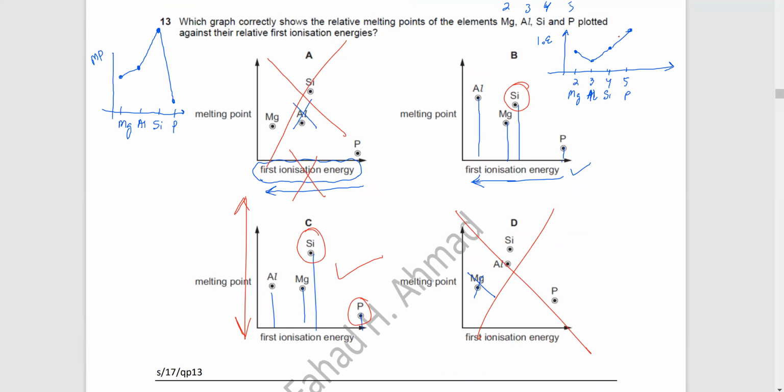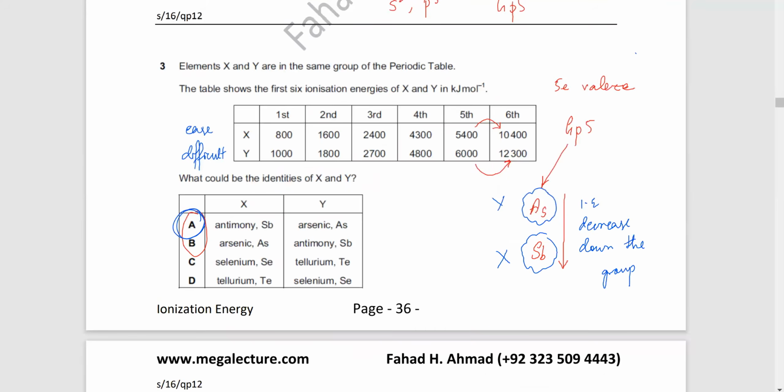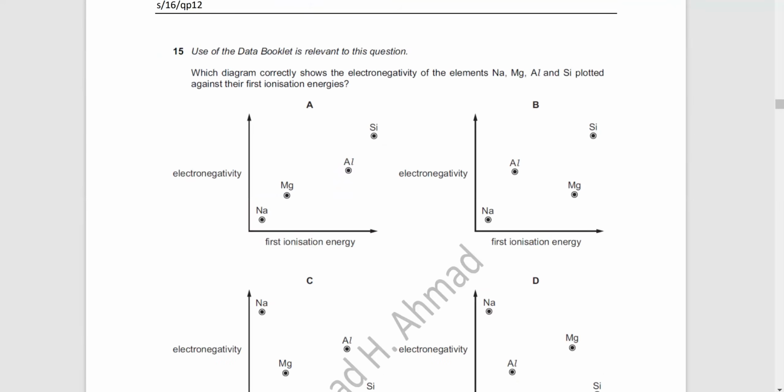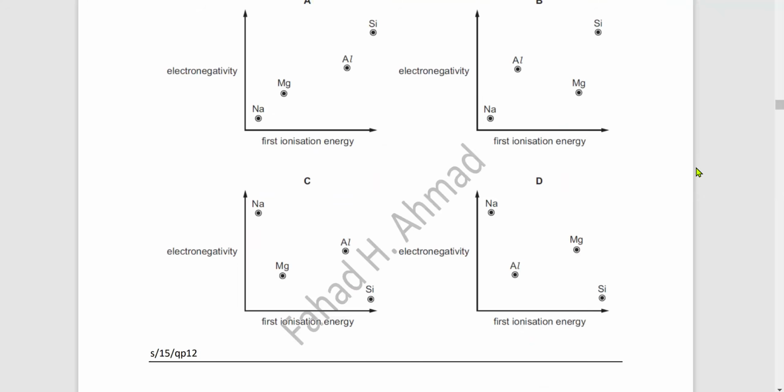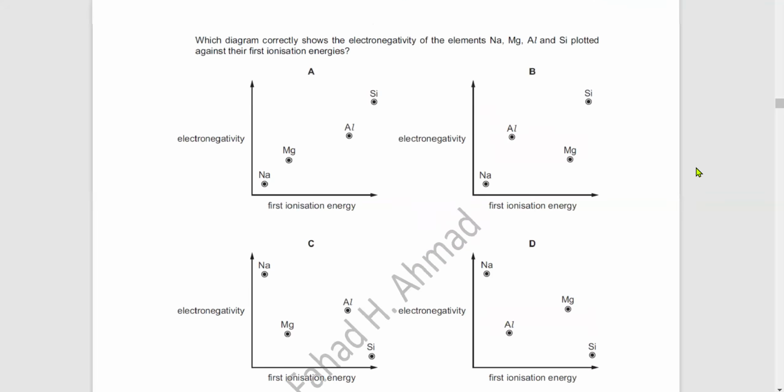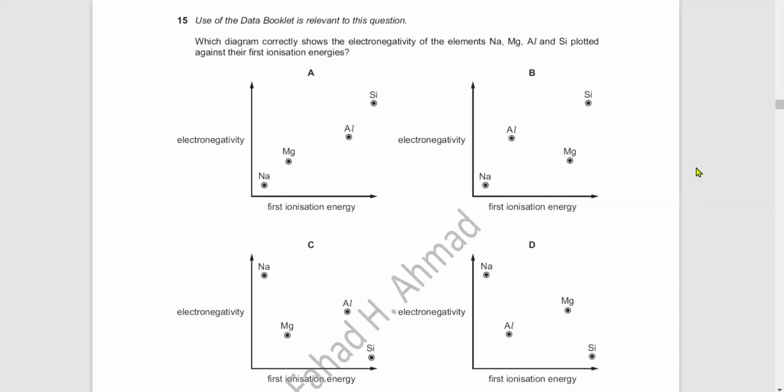I think it's the same question in 17, 1, 3 getting. No, no. This is a different question. So the question again, it's kind of tricky. It's a different question. What he's saying is you have to plot the first ionization energy of Na, Mg, Al and Si.